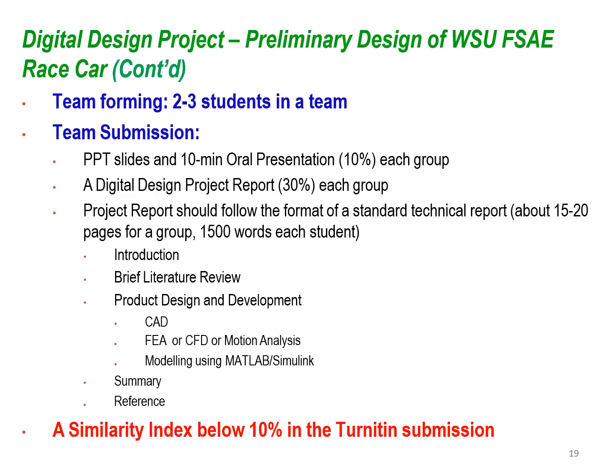The team submission is going to be PowerPoint slides and a 10-minute oral presentation to be recorded and submitted. A digital design project report, 30% for each group. The project report should follow the format of standard technical reports of about 15 to 20 pages for a group, 1,500 words for each student. It should include the introduction, literature review, the product design and development, the CAD, the finite element analysis or CFD motion analysis, the modeling using MATLAB and Simulink, summary and references. The similarity index should be below 10% in the Turnitin submission.